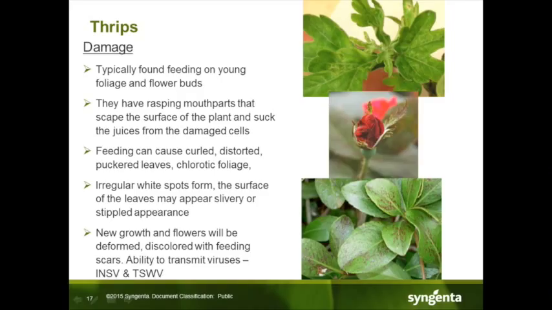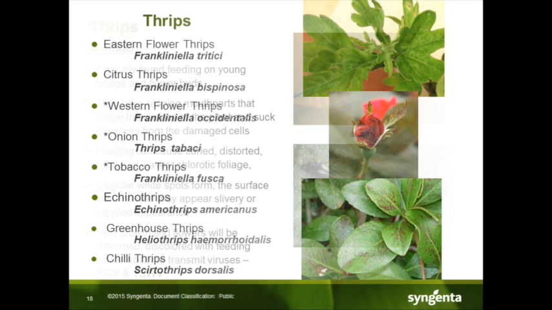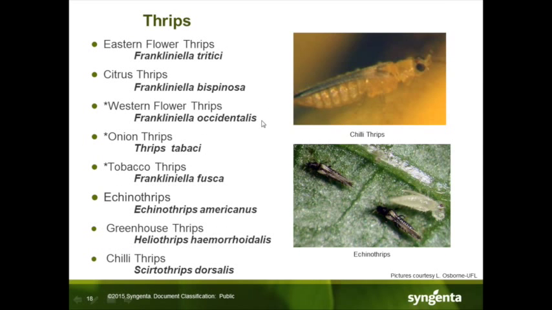They are able to transmit viruses, particularly the tospoviruses, that can be a problematic issue in ornamental production, so you do want to get these things under control as soon as possible. Now, the thrips pictured here is a western flower thrips. It tends to be a yellow thrips with a very dark abdomen, and it is slightly larger in size than some of these other thrips, the eastern flower thrips or the citrus thrips that are also common in production facilities.